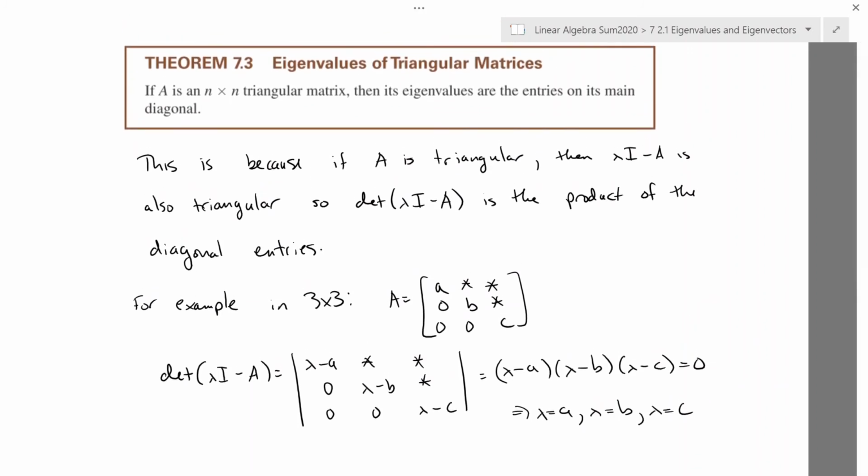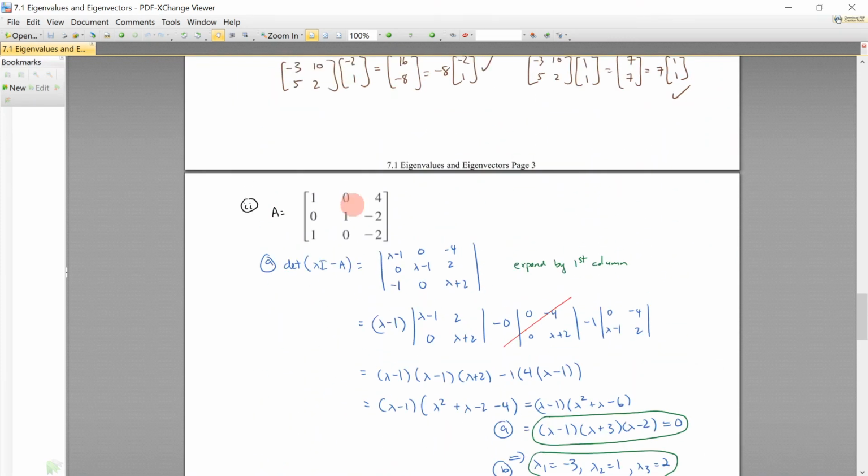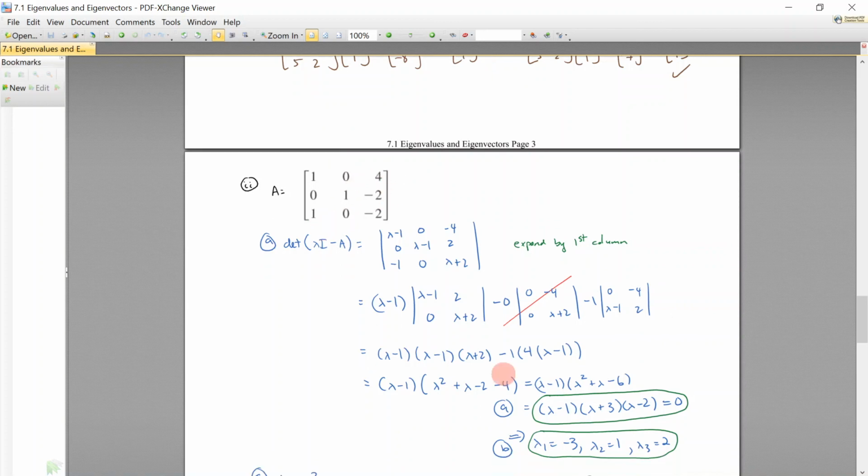But when it's not triangular, then basically you have to follow what we did previously. In this one, at least there are some 0 entries, so that simplifies the calculation a little bit, but you can see that it's not triangular, because I have a 1 here, so it's not upper triangular, and it's also not lower triangular. So basically you have to do this calculation.